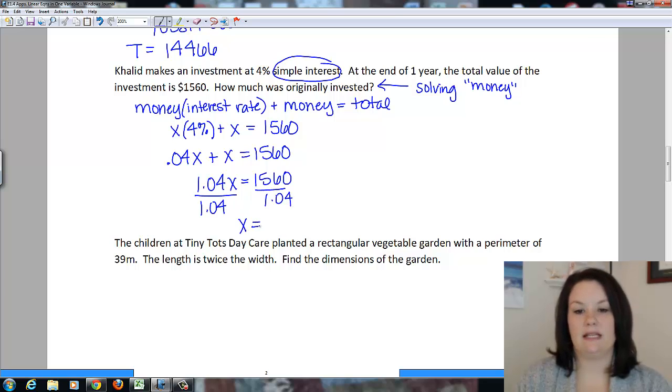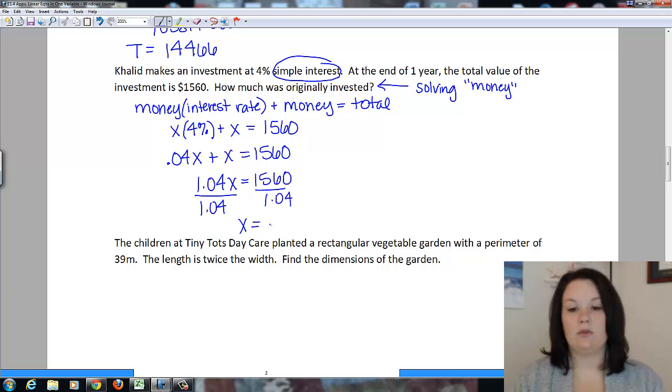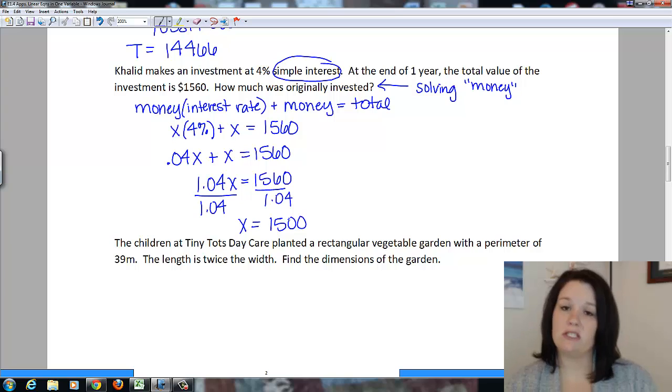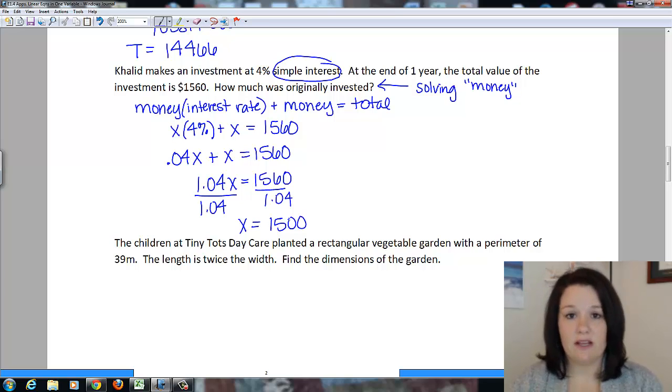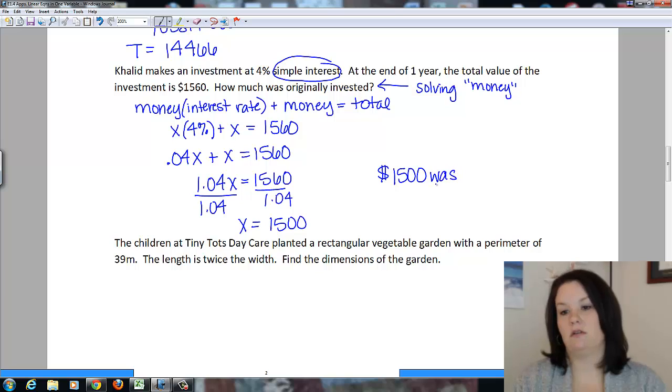Which means that x is equal to 1,500. Remember, x was representing our original amount, which in this one it says how much was originally invested. So that means that 1,500 was originally invested.